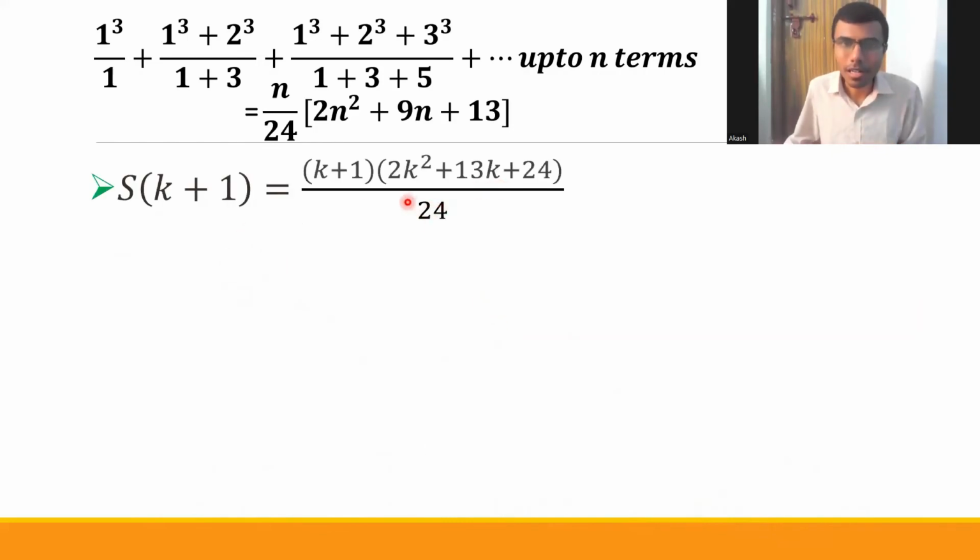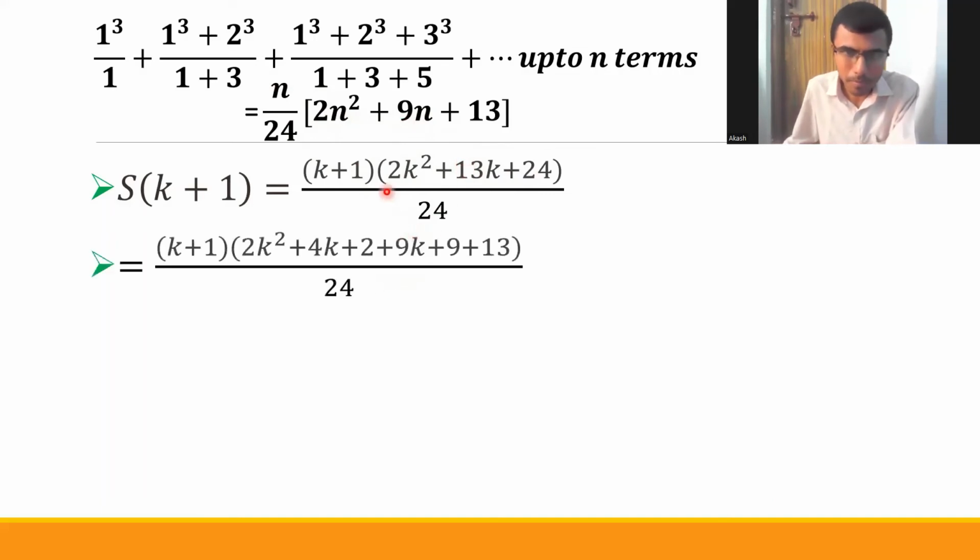Now if you remember, I got k plus 1 outside. I had to show s of k plus 1 as k plus 1 into 2 times k plus 1 whole square plus 9 into k plus 1. You can refer here. Instead of n, there should be k plus 1. Now k plus 1 I got already. 24 is also there. Now here internally I need to change it so that I'll get 2 times k plus 1 whole square and 9 times k plus 1. It's very simple. Just a little bit of rearrangement.